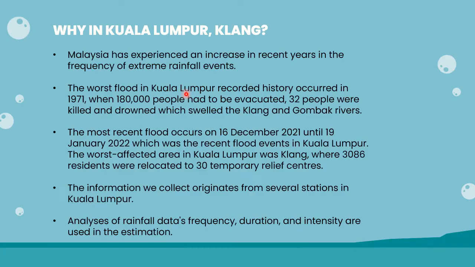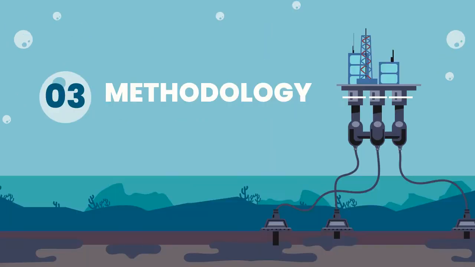Introduction. Why do we choose Klang as our project location? The most recent flood occurred from 16 December 2021 until 19 January 2022, which was the recent flood event in Kuala Lumpur. The worst affected area in Kuala Lumpur was Klang, where 3,086 residents were relocated to 30 temporary relief centres. The information we collect originates from several stations in Kuala Lumpur. In the analysis of rainfall data, frequency, duration and intensity are used in the estimation.